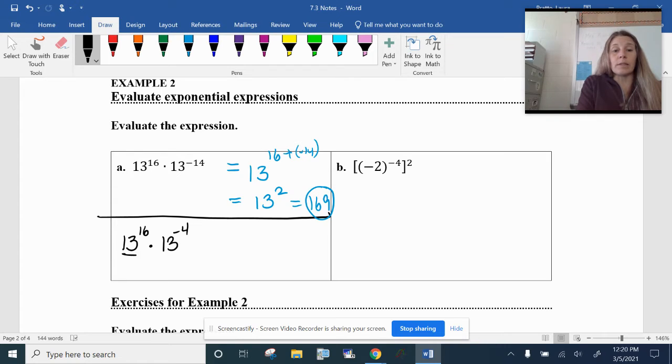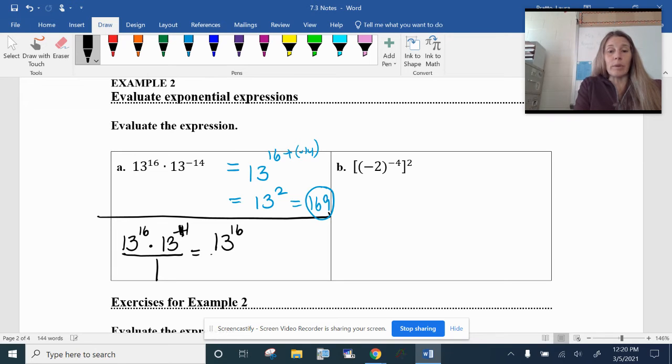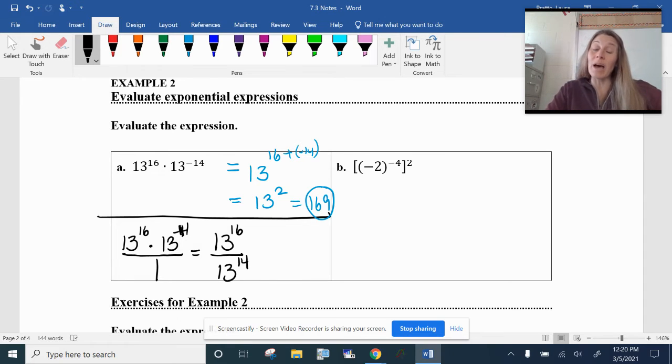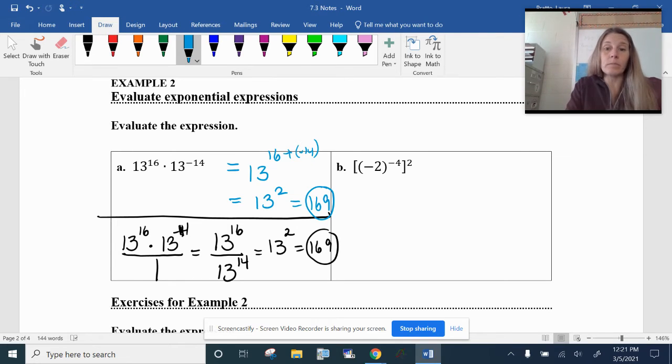But the other thing is sometimes we just like to get rid of the negative exponent first before we do anything. So I could have left my 13 to the 16th power on the top. I could have moved the 13 to the negative 14th power to the bottom, which would have made that 14 a positive, and then I could subtract the exponents using my quotient property. So if I did it this way, then it's 13 to the 16 minus 14, which would just be a 2, and again it's still 169. So you're going to get the same answer either way.